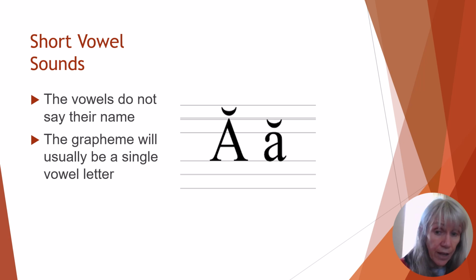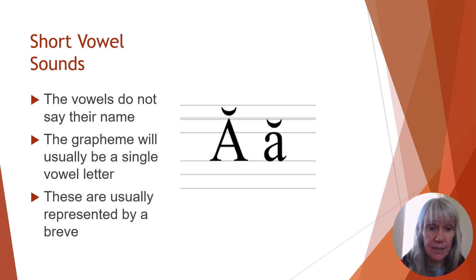In a short vowel sound, we tend to only have one vowel letter making that sound. So often when I see A in a word, especially a short word, preceded by one consonant and followed by a consonant, it is going to be short. It's not going to say its name. And these are usually represented by a breve. Whereas the macron was the straight line, a breve is like a little smiley face on top of our letters. When I see that sign, I know the vowel I'm seeing is not saying its name.